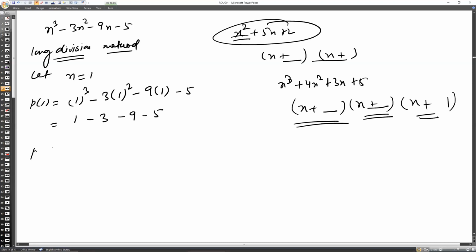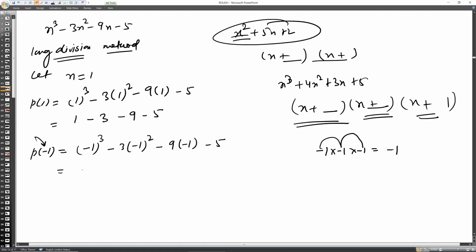Now let's check whether x plus 1 is a factor. Put with negative sign: -1 whole cube, then -3 into -1 square, then -9 into -1, and then -5. This time you are putting x equals -1. The cube of -1 is -1 into -1 into -1; multiplied three times, minus minus makes plus, and then again minus, so you'll get -1 here. The square of -1 is -1 into -1, you will get +1.